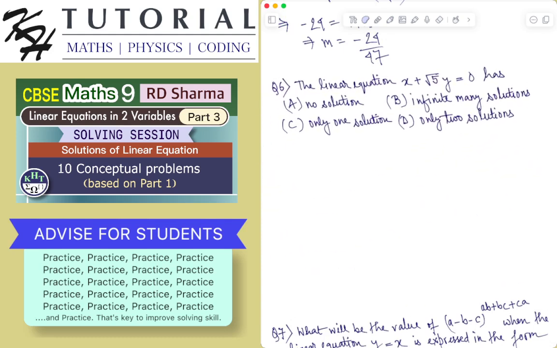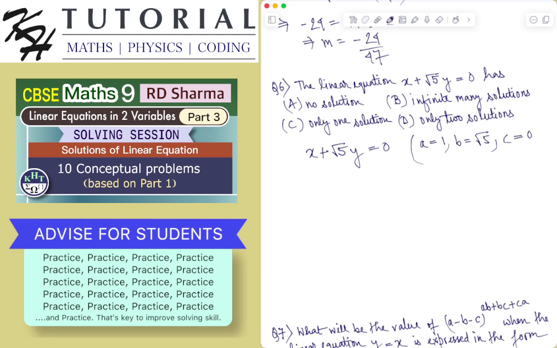Okay. The linear equation x plus square root of 5y is equal to 0 has: no solution, infinite many solutions, only one solution, or only two solutions. Now clearly, we know that this is a linear equation in two variables x and y. If I compare this with the standard form ax plus by plus c equals to 0, a is 1, b is equal to root over 5, and c equals to 0.